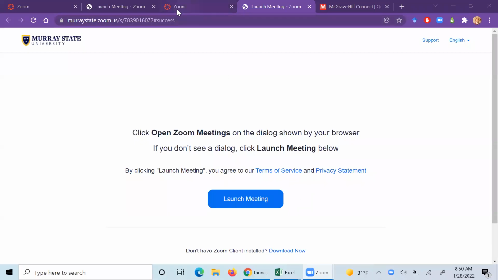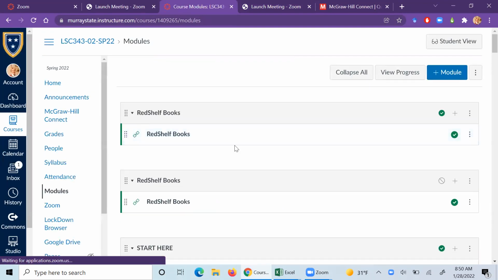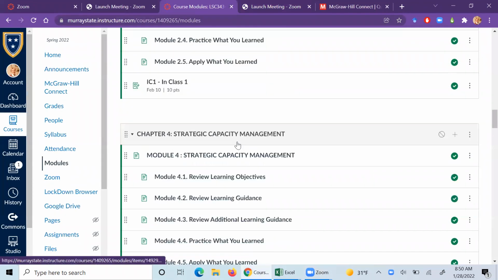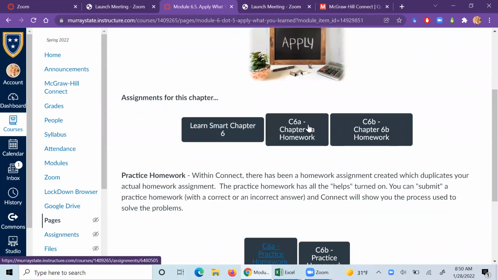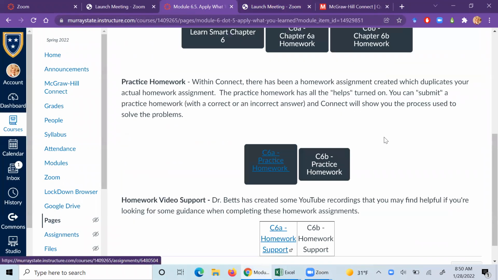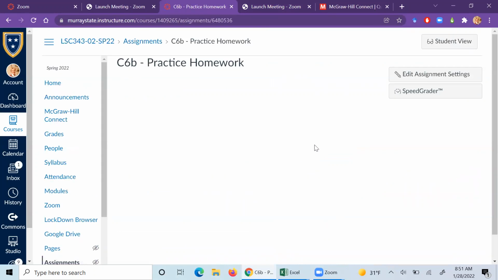Well, good day. What I want to do is go ahead and review the 6B homework. So if we were to go to modules and look at the 6B homework, we're going to scroll down to the chapter 6 module under apply what you learned. You're going to see the link to the Smart Book assignment, the 6A homework, the 6B homework, the 6A practice homework, and the 6B practice homework. When the recordings are done, they'll be linked here for the homework review. So we're going to go out to the 6B practice homework.